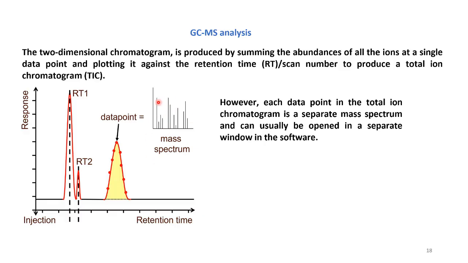After the processing, this can usually be opened in a separate window in the software. This is what we get from the GC, and in the MS we get peaks like this. These are opened in a separate file because it can be confusing sometimes.